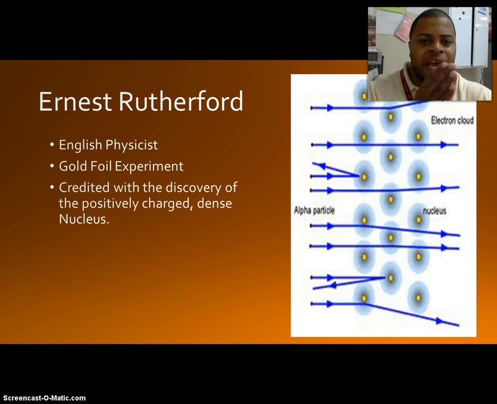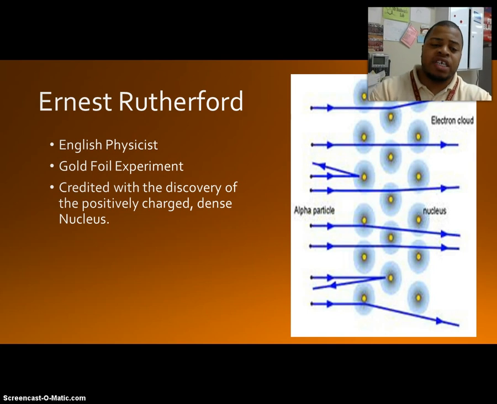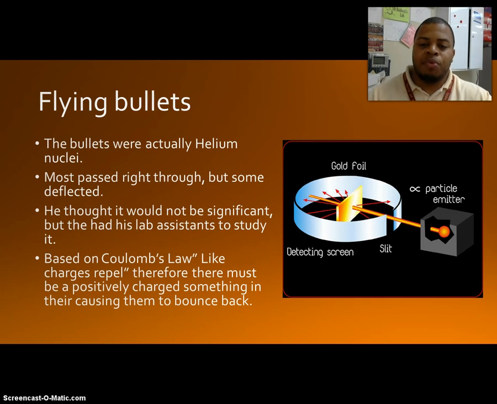And when he shot it at this gold foil, his expectation was that they would go straight through, no problem. If you look at the diagram here to the right, you're noticing that you have several of them that go right on through without a problem. But you have just a few that either deviate or bounce completely back, going towards where they came from. Rutherford set it up with a little detecting screen.